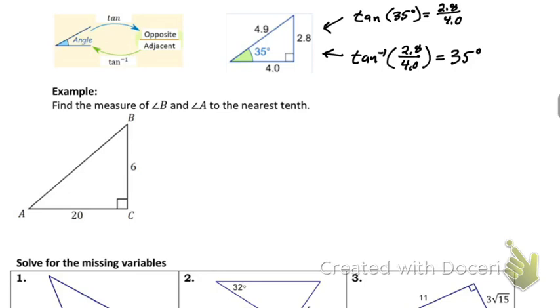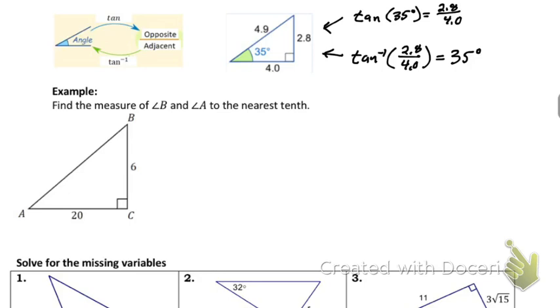If we look at this example down here, we're supposed to find the measure of angle B and A. First of all, I'm not asking you to do this. Is there a way to find AB without using tangent or anything special? Yeah. What would you use? A squared plus B squared equals C squared. Always use that if you need to find a missing side. A lot of times if you have that, you can just use that unless I tell you to use tangent.